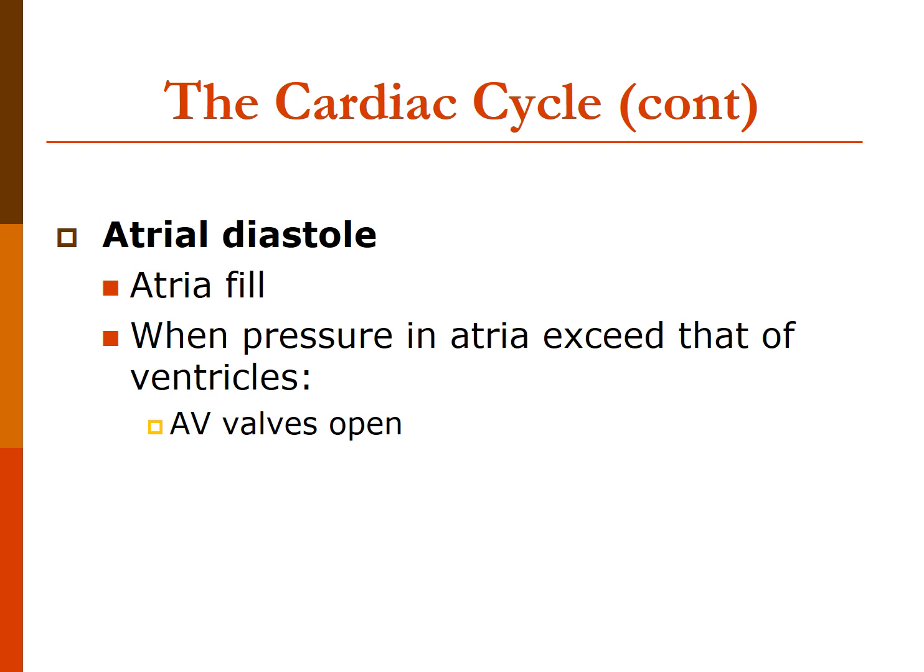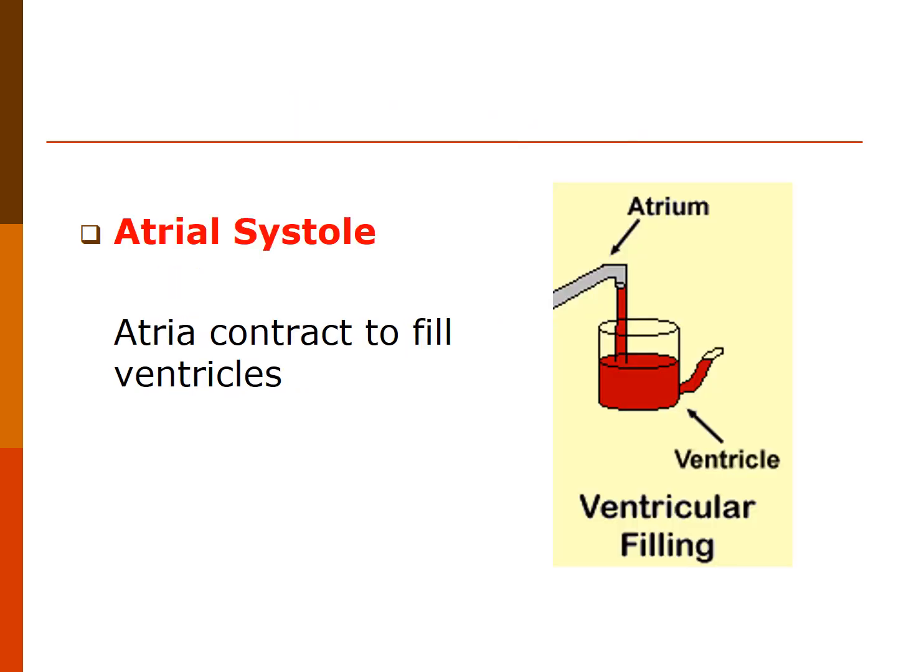Let's start with atrial diastole, with atria relaxing. The atria are filling with blood. When the pressure in the atria exceeds that of the ventricle, it pushes the AV valves open. The atria now contract. Even though blood has been exiting the atria into the ventricles, atrial contraction continues to fill the ventricles.